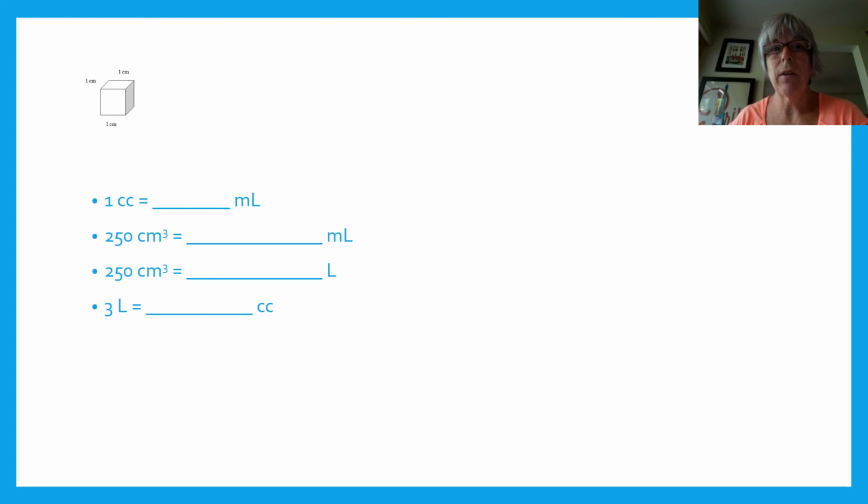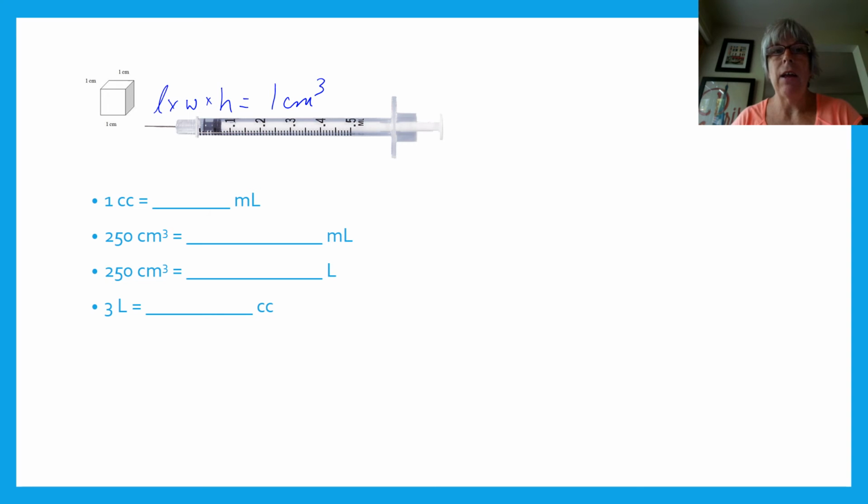This concept is so important that I want to talk about it a little bit more. You can see I have a cube on the left side of the screen. It's 1 centimeter by 1 centimeter by 1 centimeter for length times width times height. So its volume is 1 centimeter cubed. Now, if I would take a syringe or a graduated cylinder and fill it with liquid and squirt that into that cube, it turns out that 1 milliliter from my syringe or graduated cylinder would exactly fill up that cube.